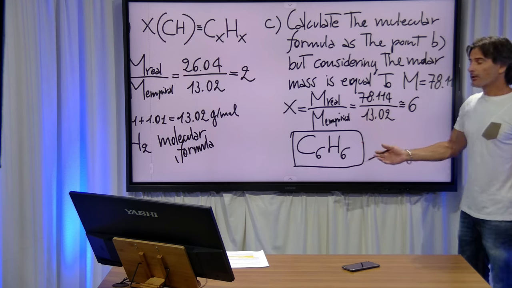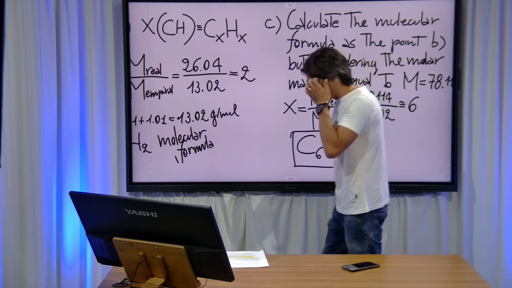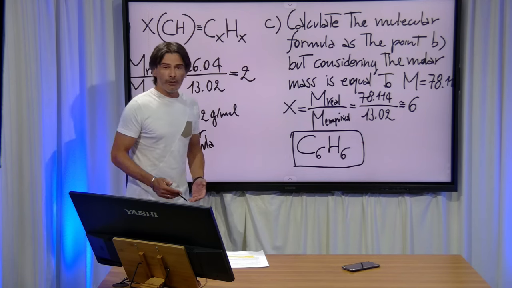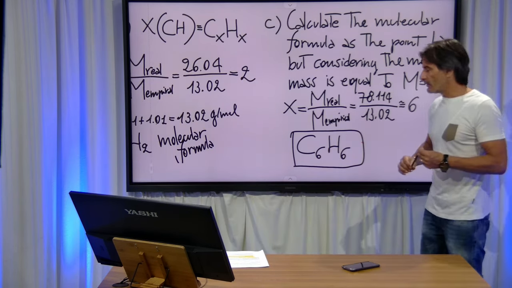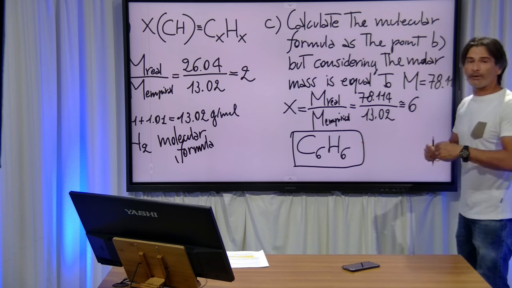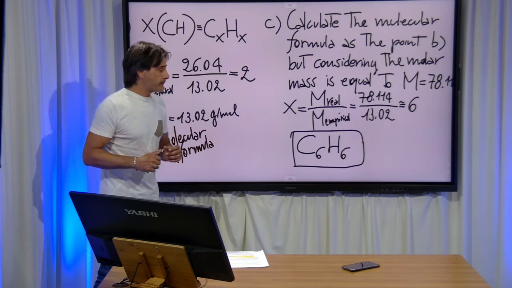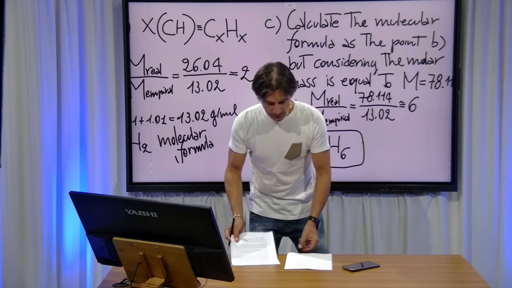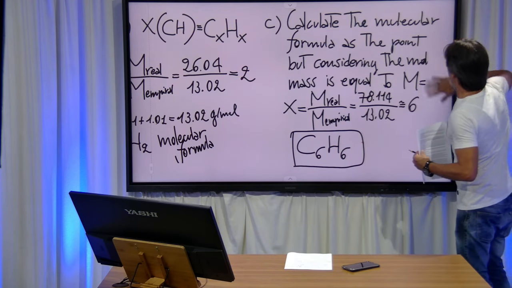This exercise shows us that different types of compounds could have the same empirical formula. So the empirical formula cannot indicate a defined compound, but could be representative of a number of different compounds. Okay, let's go on. Now I can erase, I think.